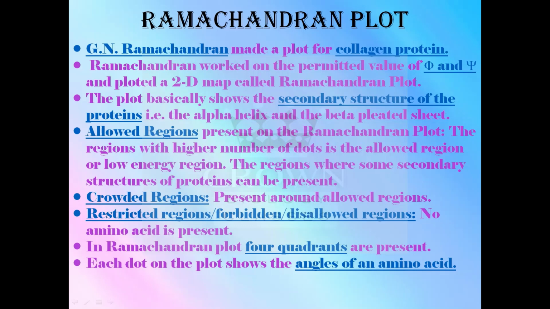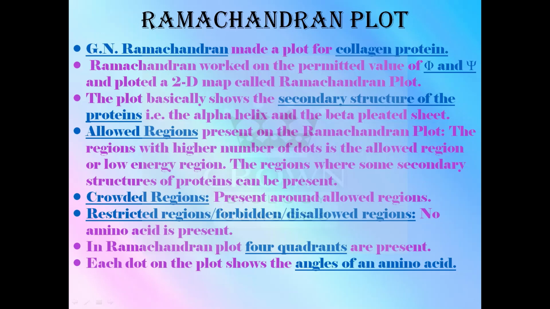The second type of regions is crowded regions. These are present around allowed regions. And the third type of regions is restricted regions, also known as forbidden regions or disallowed regions. Here no amino acid is present, because of the steric hindrance. There will be more crowding, and as a result, no amino acid will be found here.